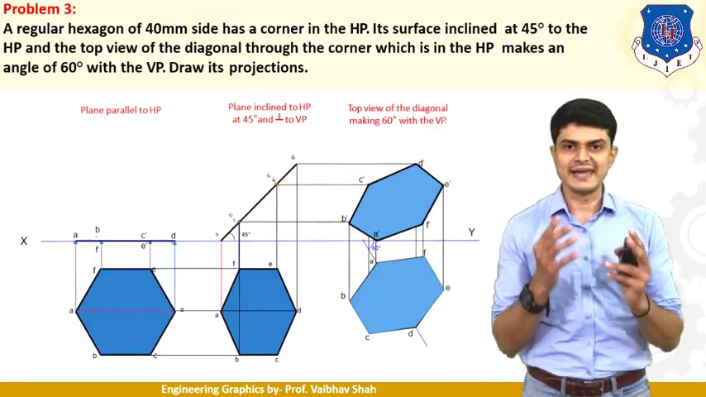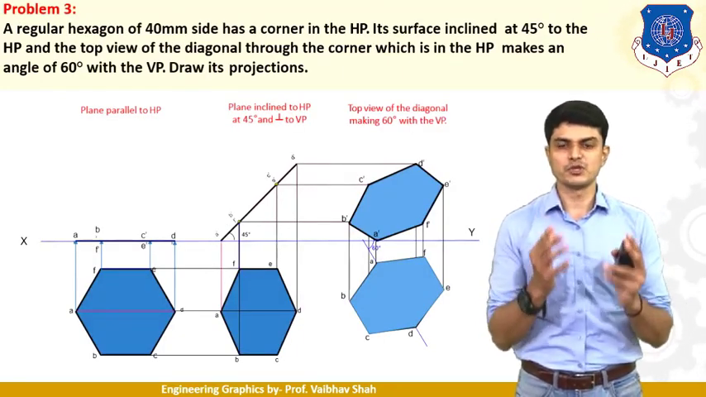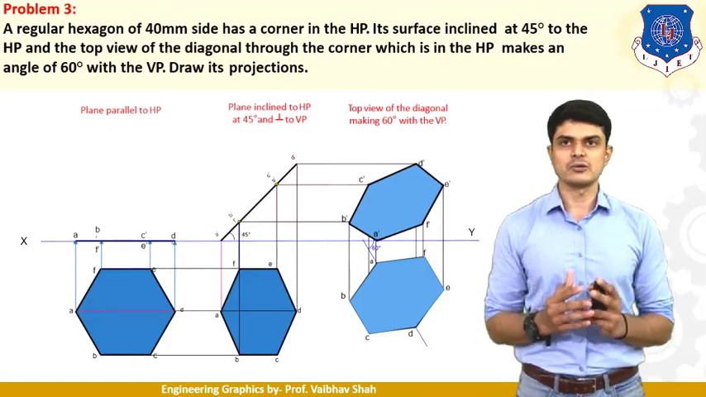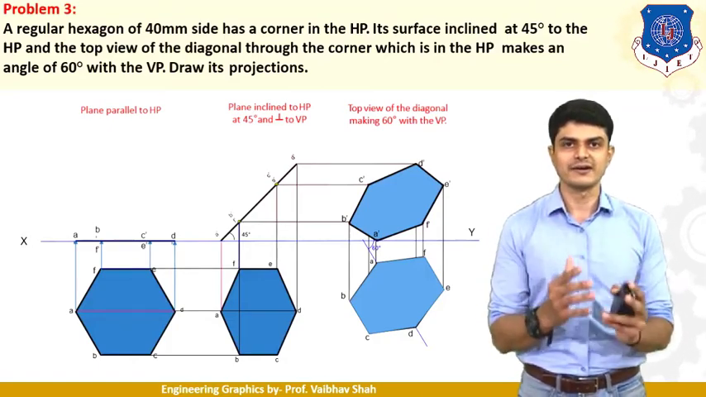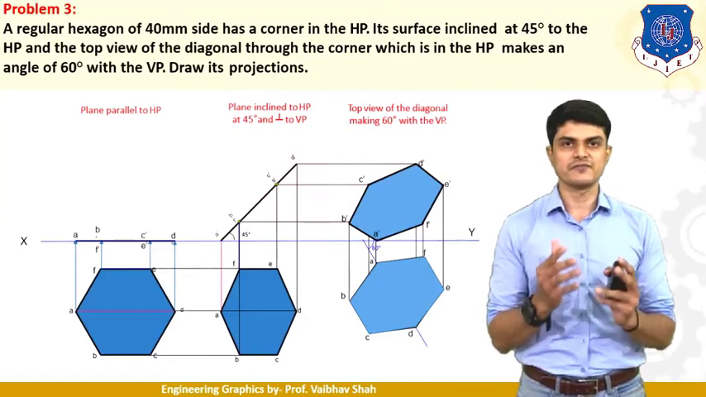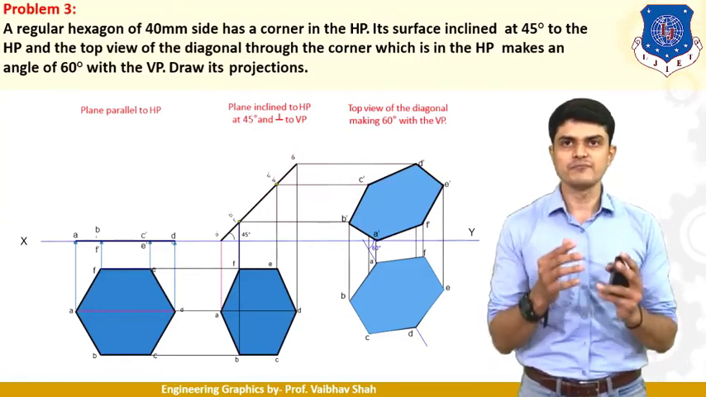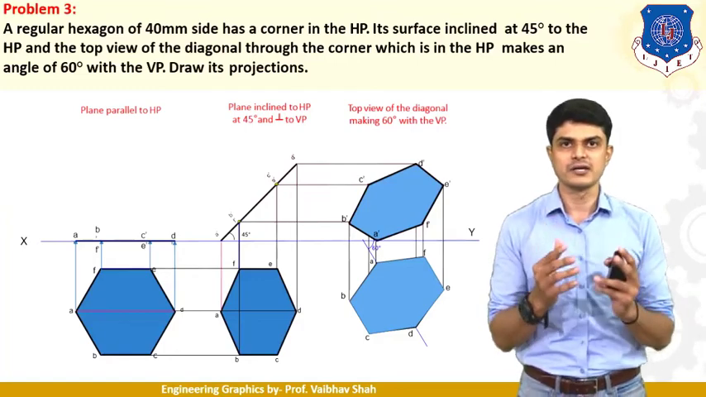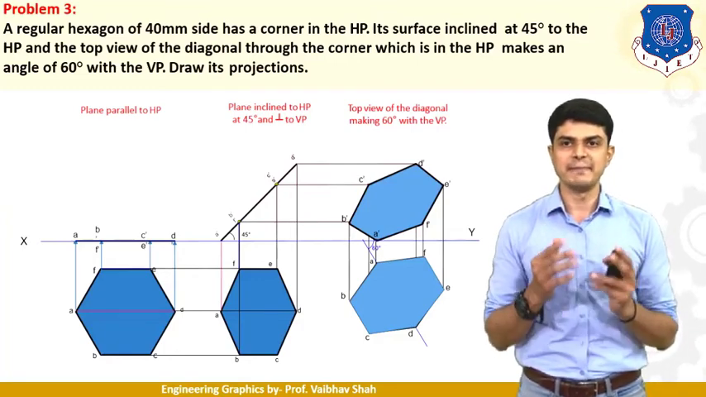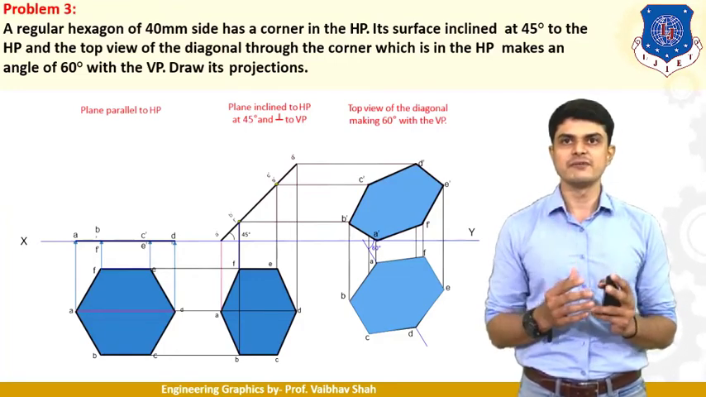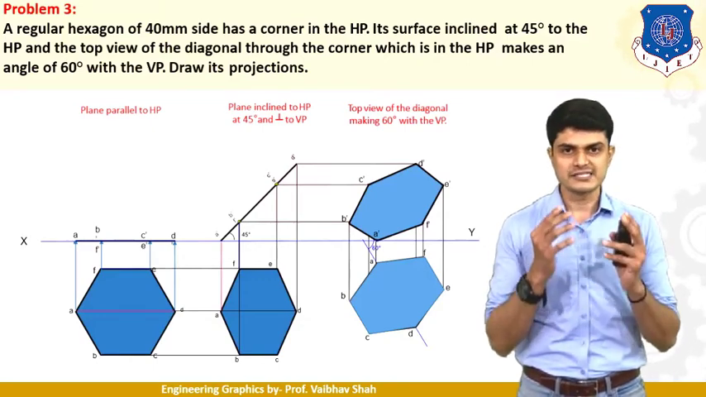So let us move to our next example, problem number 3. A regular hexagon of 40 mm side has a corner in HP and its surface is inclined at 45 degrees to the HP. And the top view of the diagonal through the corner, which is in HP, makes an angle 60 degrees with VP. Draw its projections.